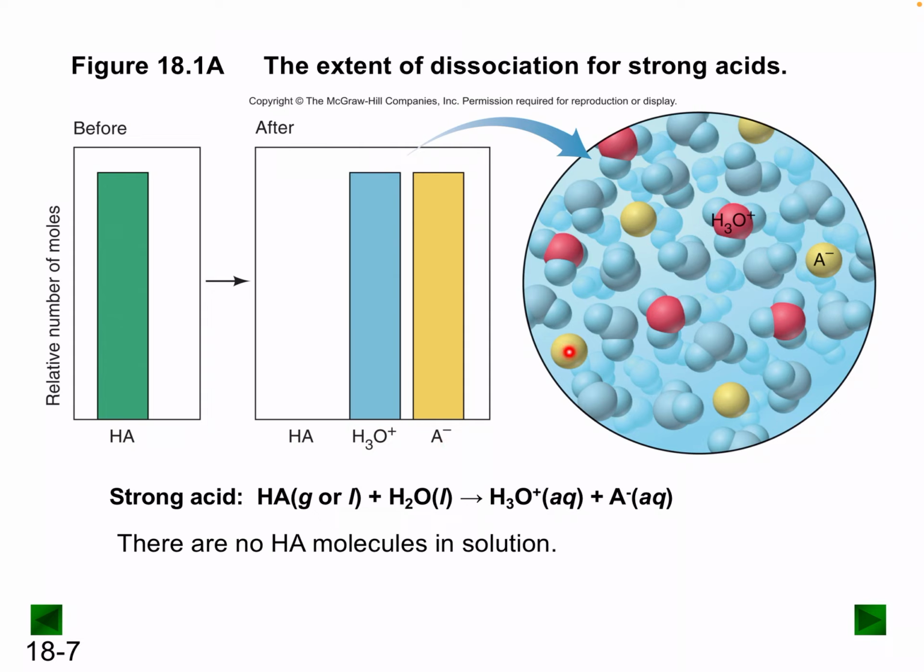So these are A minus, all of these, and these are hydronium ions. And so this is the hydronium H3O+. This is oxygen, red, and these little blue ones are going to be your hydrogens. There are 3 hydrogens, H3, 1, 2, 3, and this is oxygen. So the strong acid HA plus water gives hydronium and A minus, there are no HA molecules in the solution. Completely dissociated, because it's a strong acid.